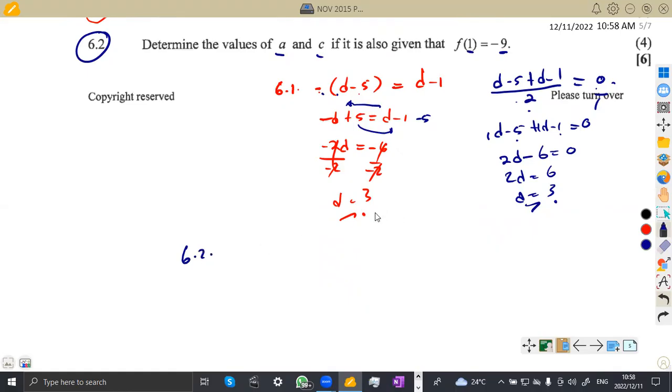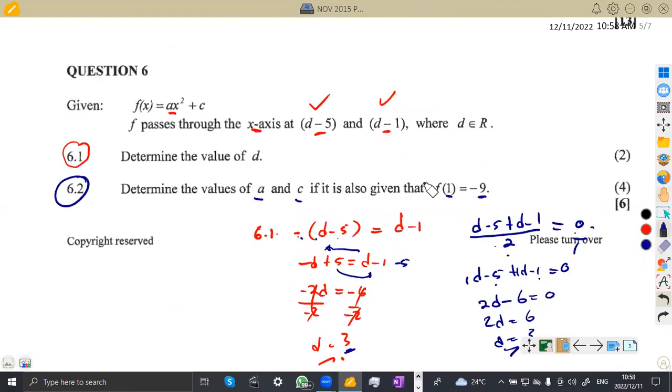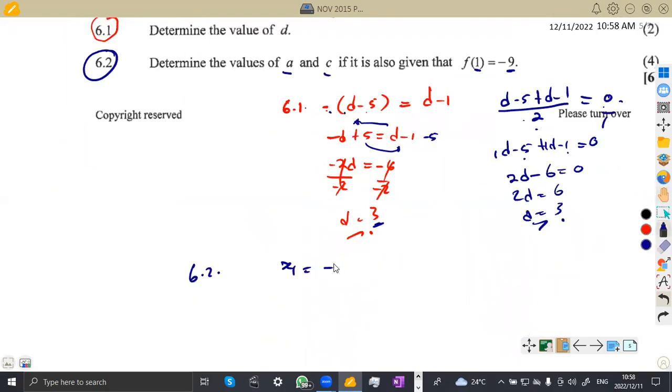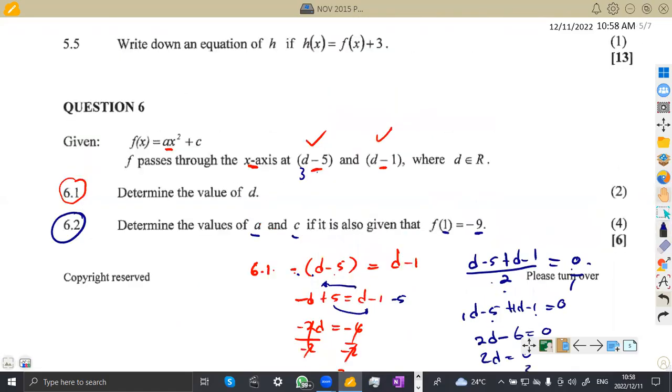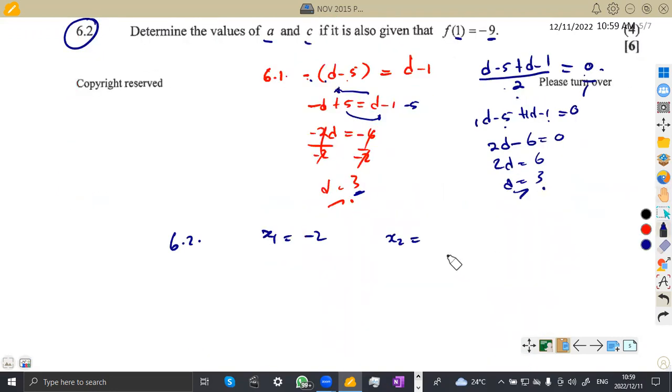So that's 6.2. When d is equal to 3, the first solution is going to be what? So we are substituting here 3. That's 3 minus 5, which is -2. So the first solution is going to be -2. The second solution, which is the value of x, if we substitute d, which is 3, is going to be 3 minus 1, which is 2. All right, so like I said, if one value is a negative, the other one will be a positive. So you can see that they are the same.